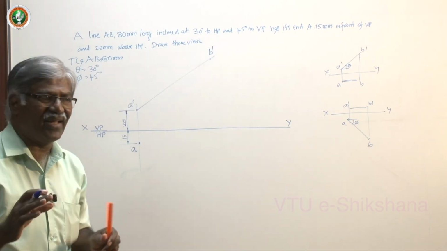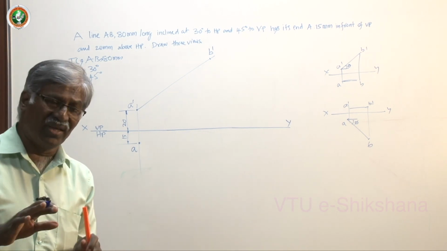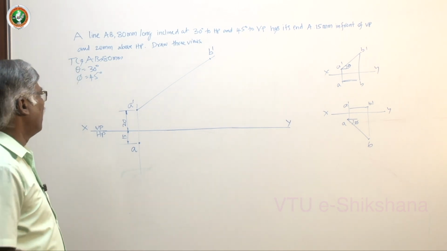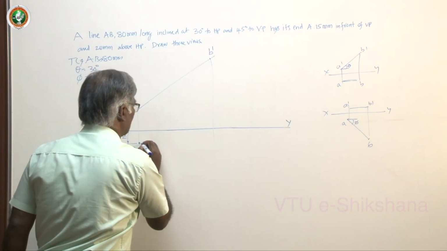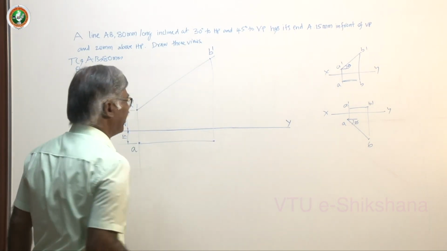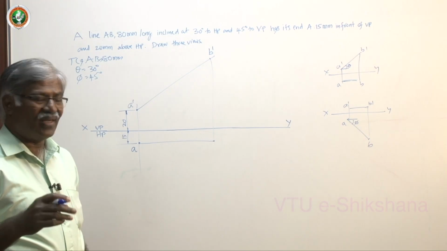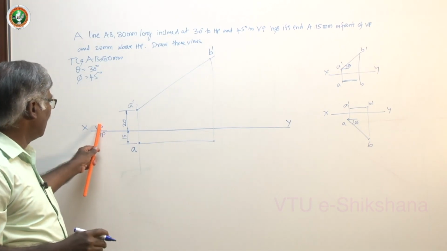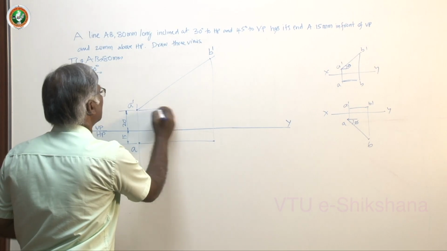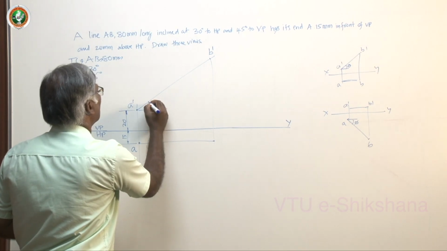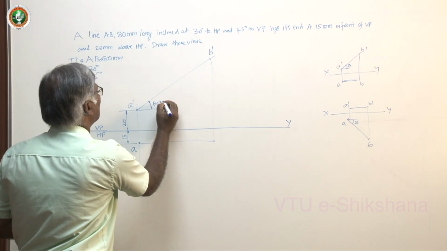Initially, let me take A dash B dash only, assuming that it is only inclined to HP. Now draw the projection, and draw the corresponding top view. Assuming that it is parallel to VP and inclined to HP, we are working here with theta equal to 30 degrees.